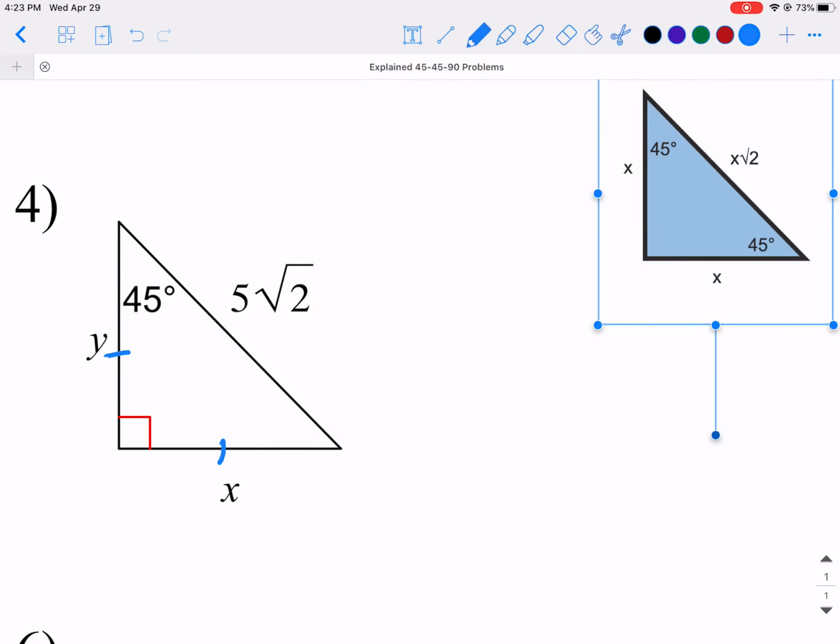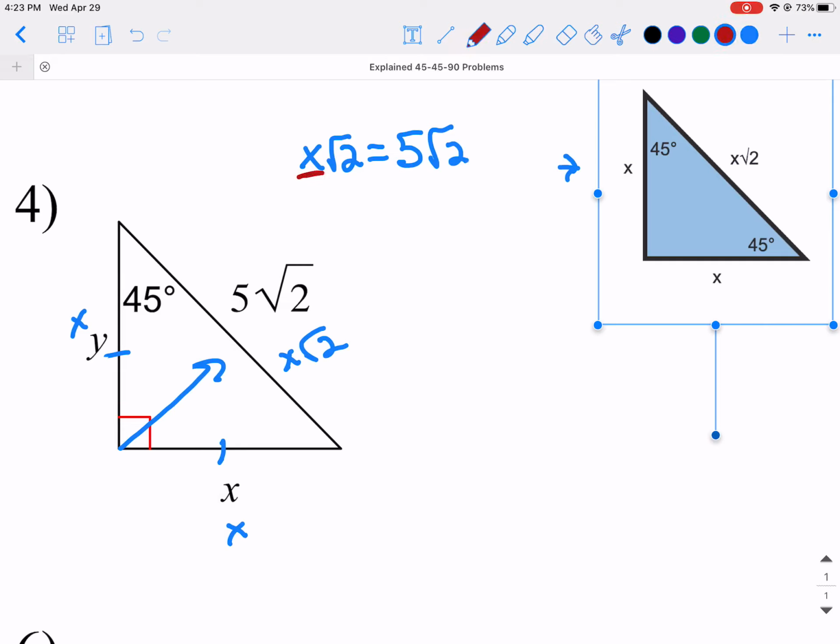These are my legs, and they are both the x's in my base triangle. And I know that this is x radical 2. So what is given to me? They are giving me my x radical 2. So they're saying that x radical 2 is 5 radical 2. So using your algebra skills, how do you get x by itself? You divide both sides by radical 2. Cancel out here, you're left with x.